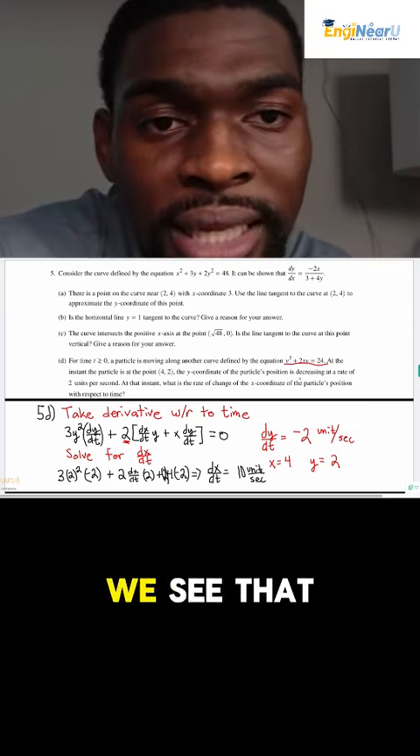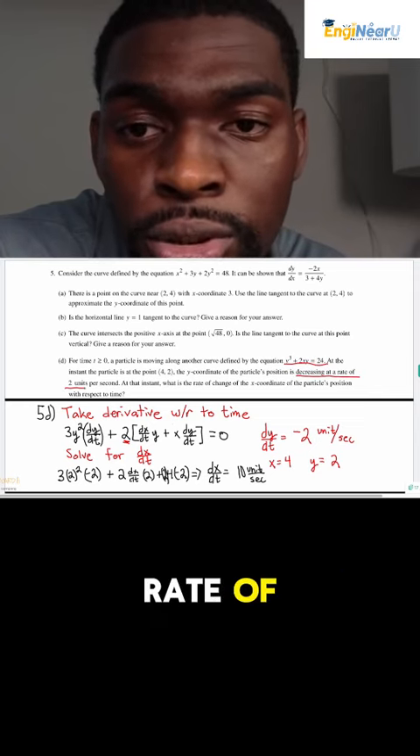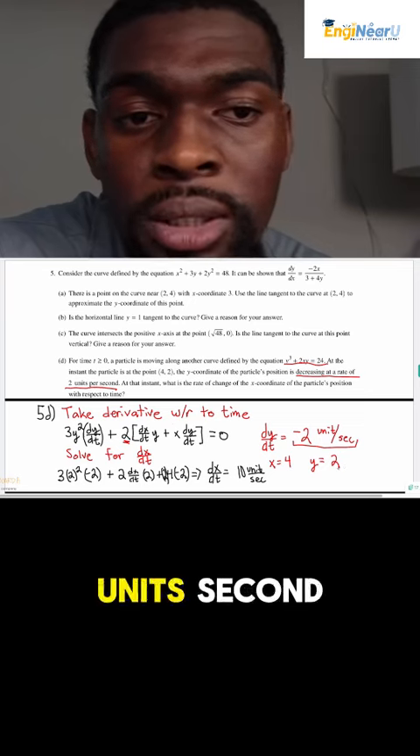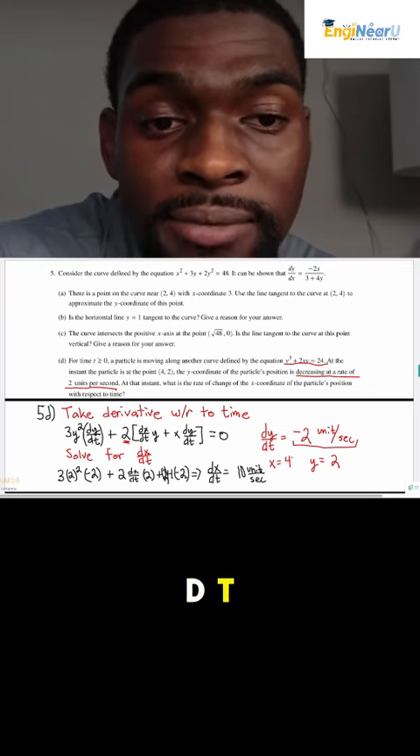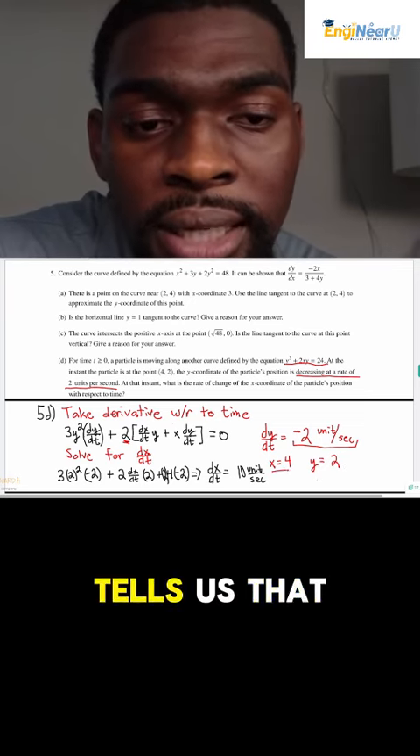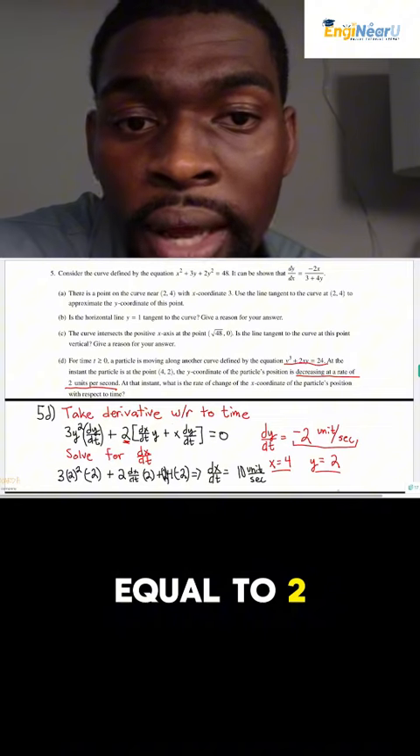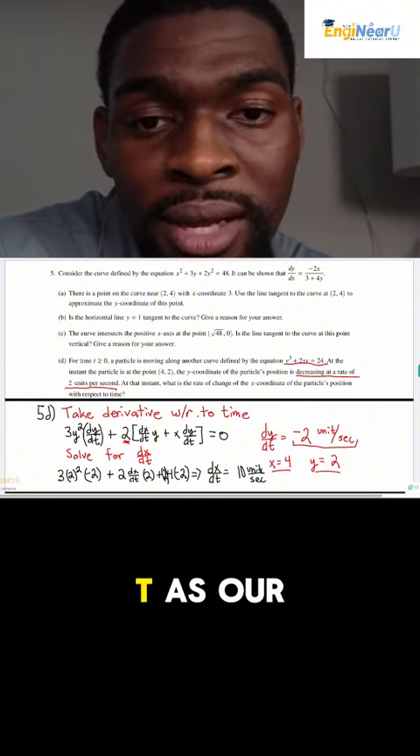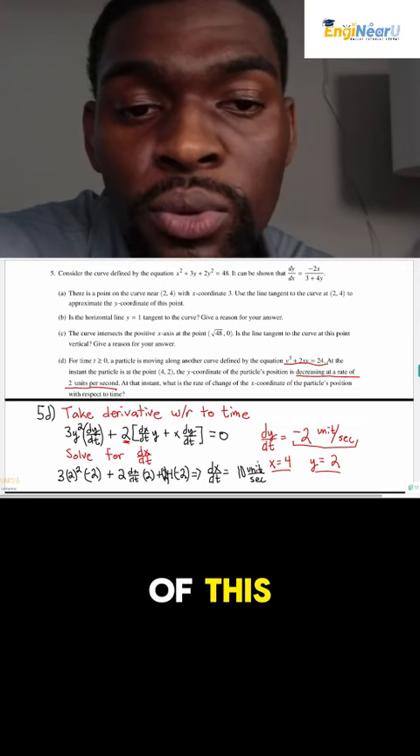So now if we go back to our problem, we see that this thing is decreasing at a rate of 2 units per second. And now what direction is that? That's in the y direction, so we have a negative 2 units per second, and that's going to be dy dt. Then it tells us that we have a point here, and the point tells us that x is equal to 4 and y is equal to 2. And of course, if we read this last piece, they want us to find dx dt as our final answer. So when we end up doing all of this, we're solving for dx dt.